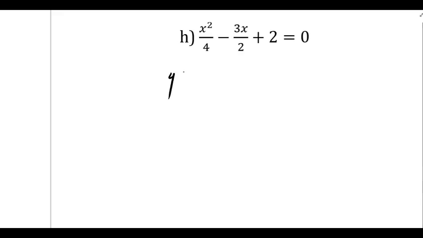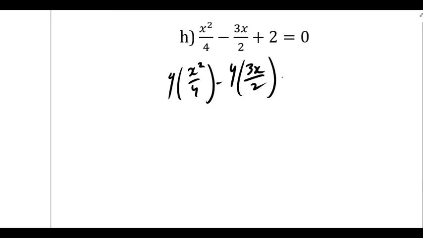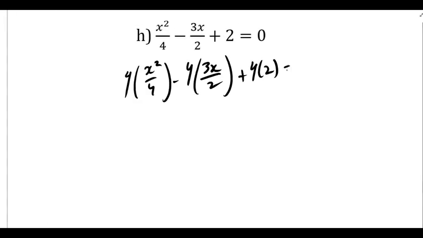So let's do 4. So 4 times x squared over 4 minus 4 times 3x over 2 plus, don't forget the 4 times 2, just because it's not a fraction doesn't mean you ignore it. And in a lot of cases, we've got 0 on one side, so it's 4 times 0, which is 0. But if it was something else, you have to multiply by 4. So if it was like a 1 over there, and in some cases there might be, you multiply that by 4. Wait till we're done.